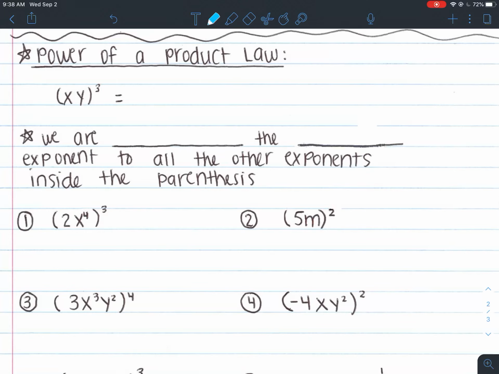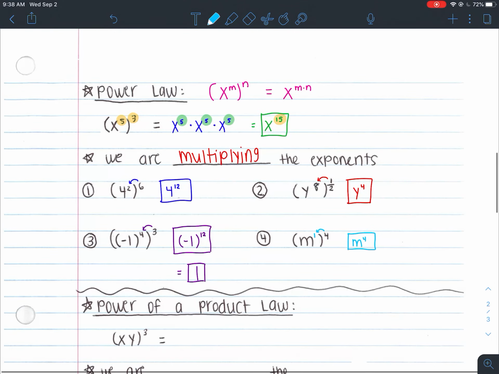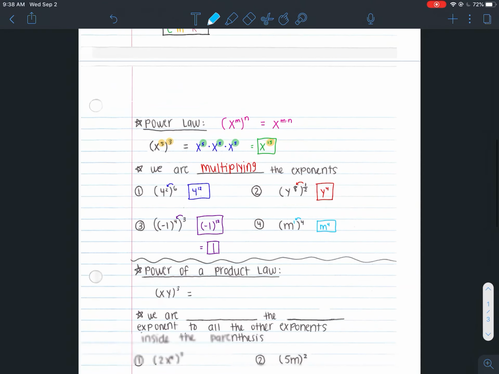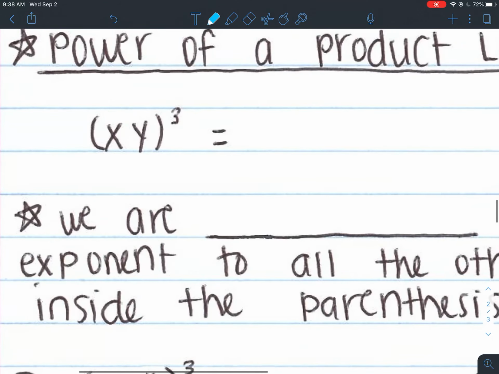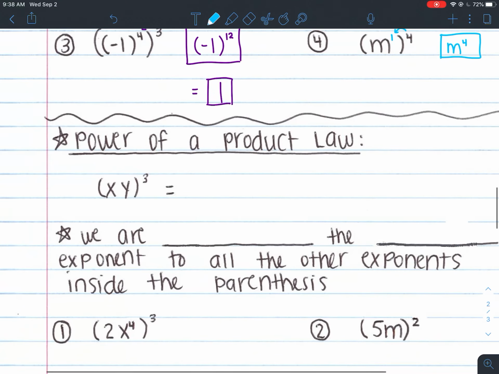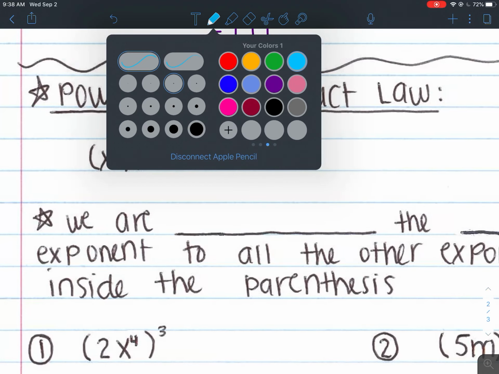All right, so we're going to move on to our 3rd law, which is the power of a product law. Okay, now this is a little bit of a combination of the last law, but a little bit extended. So it's using this law that we just learned, the power law, and then extending it a little bit further. So it's like, okay, what happens now if there are 2 variables in those parentheses, okay? So let's expand this to see how we can get the law.